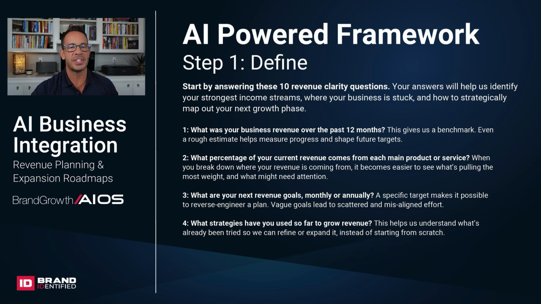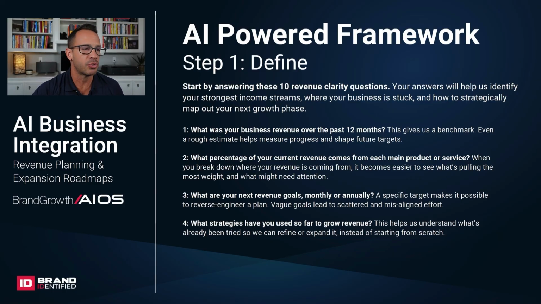Step number 1 of this AI-powered framework is to define. Start by answering these 10 revenue clarity questions. Your answers will help us identify your strongest income streams, where your business is stuck, and how to strategically map out your next growth phase. Question number 1 is, what was your business revenue over the past 12 months? This gives us a benchmark. Even a rough estimate helps us measure progress and shape future targets.